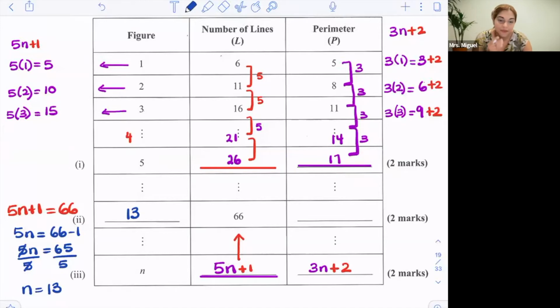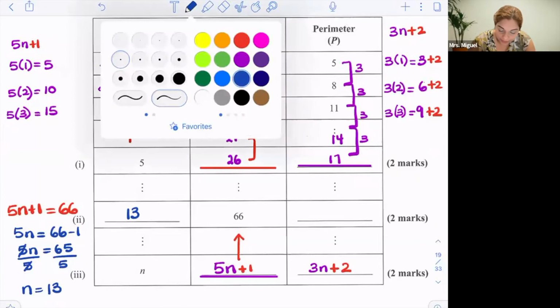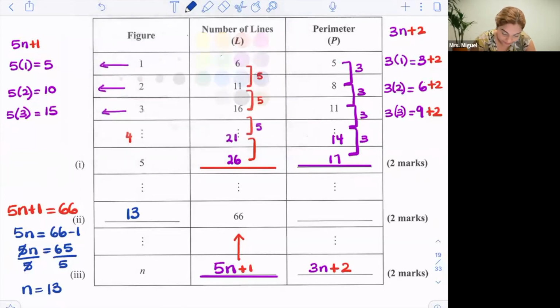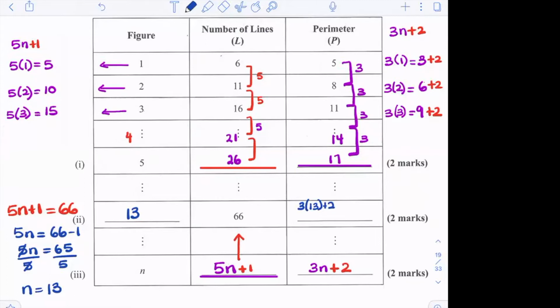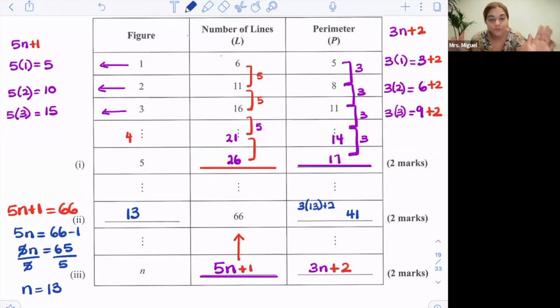All right. So I use my calculator. 3 by 13 plus 2. What is the answer? 41, miss. 41, miss. Right. So hooray, I have 2, 4, 6, 8 marks. So I am doing a fantastic job so far, right?